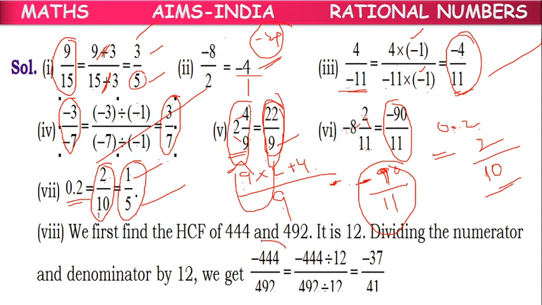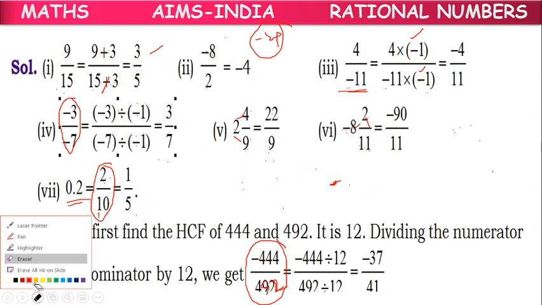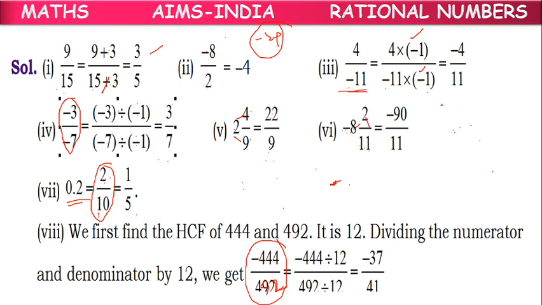Next here, minus 444 by minus 492. We have to check their HCF. How to find HCF, children? The bigger number we have to take, 492. Minus we should not take for 444. With the smaller number we have to divide the bigger number.